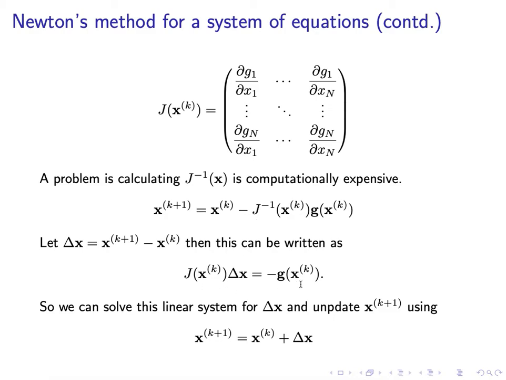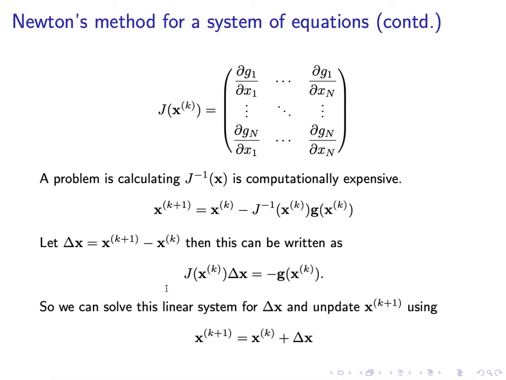We get this equation. Now this is a linear system, because J is just going to be an n by n matrix. We have a vector of unknowns, delta x, equals some right hand side, which is our function g. So that's a linear system, and we simply solve that linear system for delta x. Then we update our estimate using this equation here, which is just a rearrangement of that original equation.